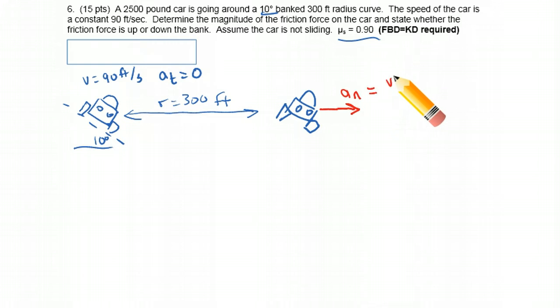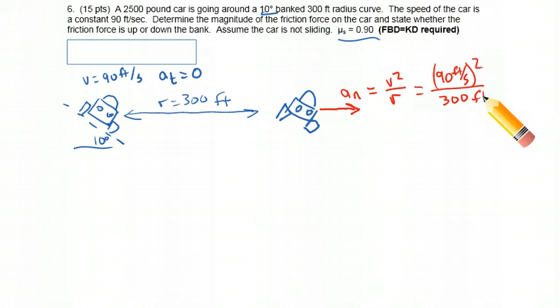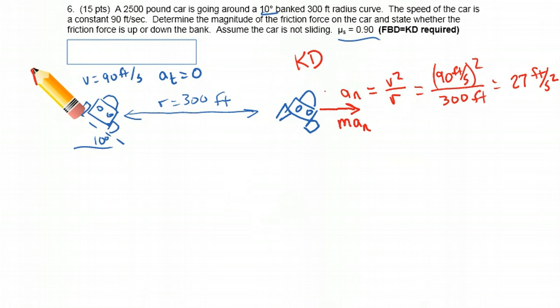I can calculate that. I know my velocity. Normal acceleration is v squared over r. I know my velocity, 90 feet per second, and I know the radius, 300 feet. 90 squared divided by 300 comes out to be about 27 feet per second squared. And this vector is actually the mass times the normal acceleration. This is my kinetic diagram. This is my free body diagram.